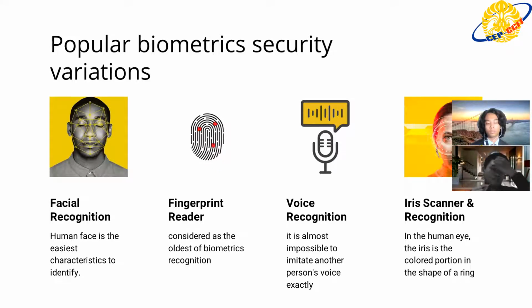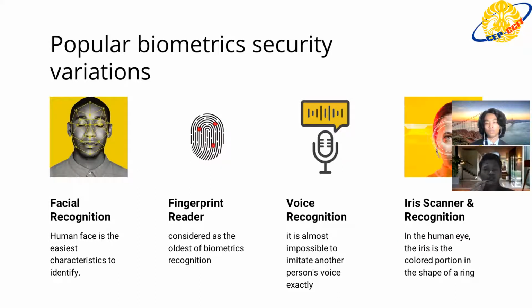Next, there are seven variations of biometrics. The first is facial recognition. The human face is the easiest characteristic to identify. The second is the fingerprint reader. This is considered the oldest form of biometric recognition. The third is voice recognition. It is almost impossible to imitate another person's voice exactly.